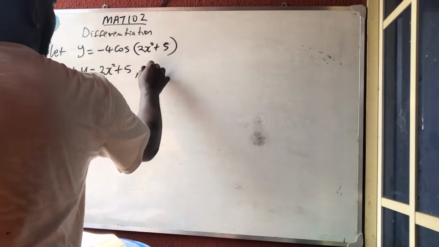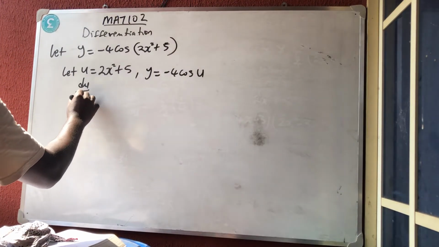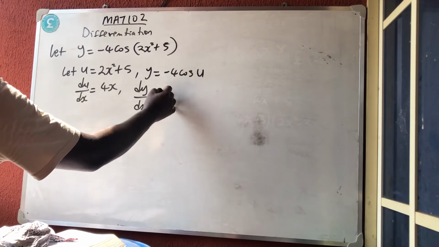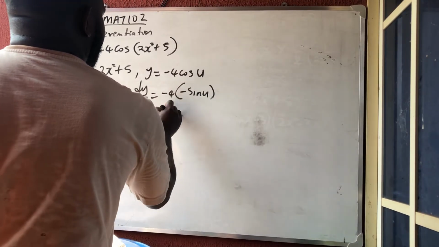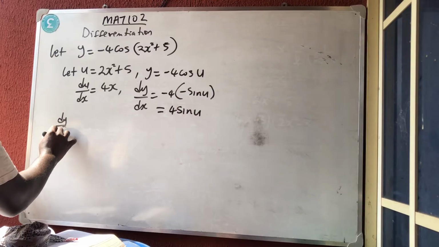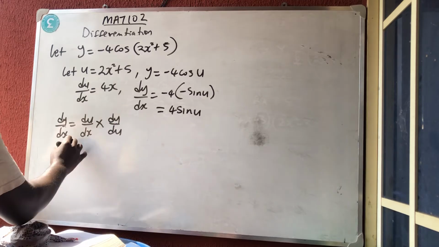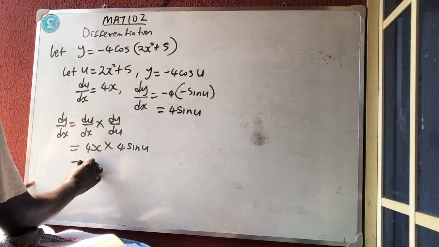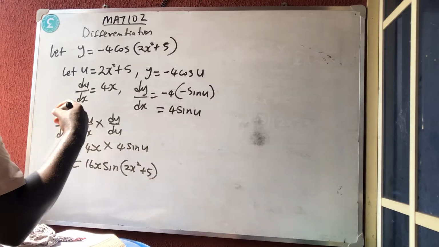Okay, then my y will now be what? Minus 4 cos u, because this one is now u. So du dx is supposed to be what? 4x, okay? Then dy du should be what? Minus 4 bracket. Differentiation of cos u will give you minus sin u. So minus minus is plus. So I'm having 4 sin u. So my answer automatically becomes dy dx is what? Du dx times dy du, which is what? 4x times 4 sin u, which is what? 16x sin, what is my u? 2x squared plus 5. You see, it's very, very simple.